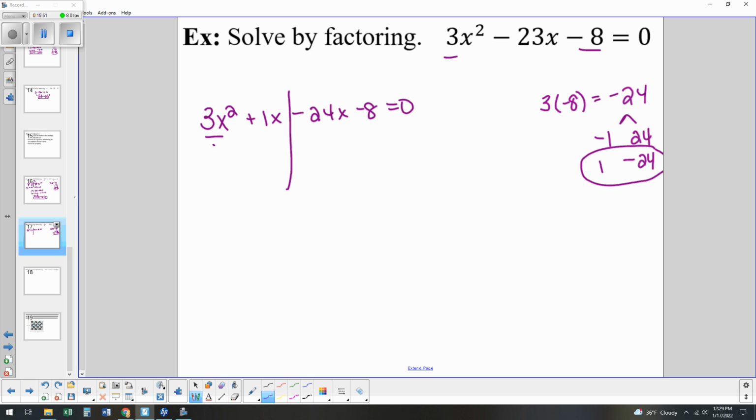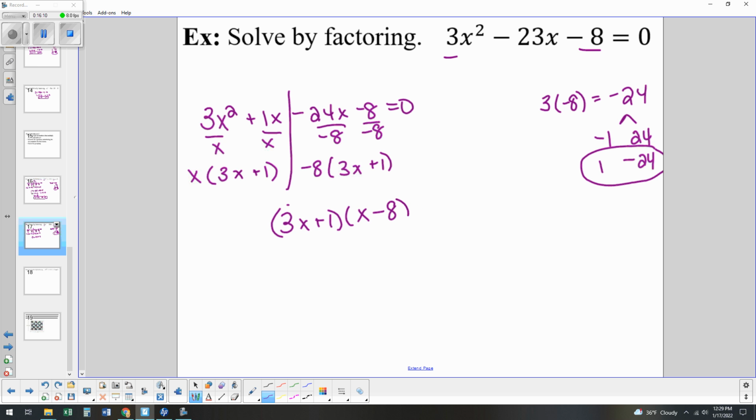Group it. X out of the first ones. So we're left with 3x plus 1. Negative 8 out of the next. So that's a 3x. That's a 1. So my factors are 3x plus 1 and x minus 8. So we set each equal to 0. Subtract 1 and divide by 3. And here we would add 8.